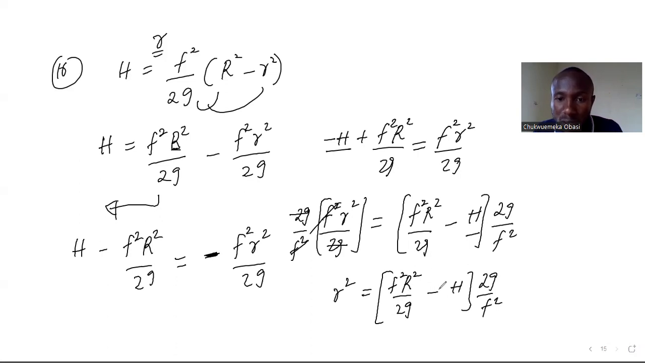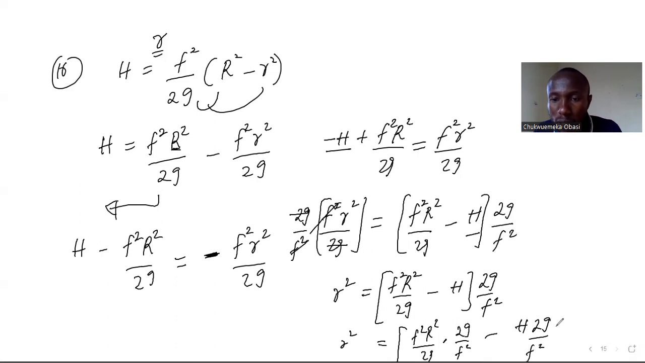Now you can distribute these into all of them so that you have R squared is equal to F squared R squared over 2G times 2G over F squared minus H times 2G over F squared, right? Now this F squared cancels F squared, 2G cancels 2G. So finally, R squared is equal to, only R squared is surviving here, minus, here what is surviving is 2HG over F squared, right?